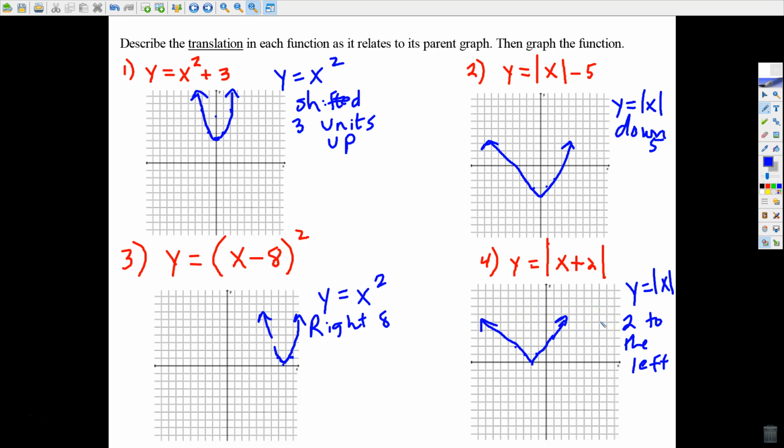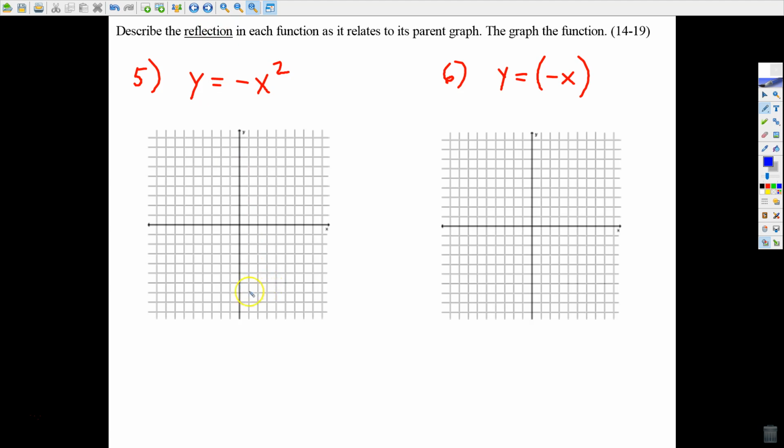Good job. Any questions so far? Okay, now let's talk about reflections. What's the parent here, Campbell? Y equals x, right? Okay, and how is it reflected? Over x or over y? Okay, it's going to be reflected over x, and we've already looked at what that looks like earlier in your notes. It's the original parent that looks like this. Pick it up and flip it over the x-axis, and it just opens down.